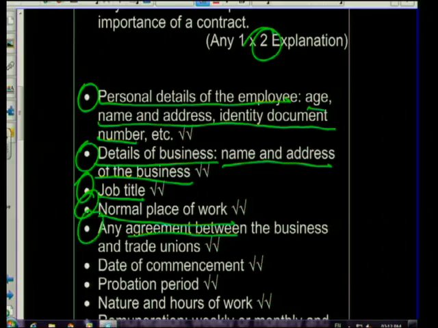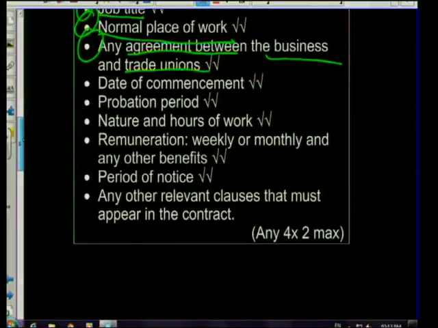Any agreement between the business and trade unions. So anything specified or specific between trade unions and the company, for example, that you need to be aware of. And there's a whole list of them, grade 12s, that you can go through. It's the date that you start working, probation period, what is meant by probation period, so how long. So often companies give a 2 or 3 months probation period where you see whether you fit into the company and the company sees whether you fit into it before you actually sign a final employment contract.